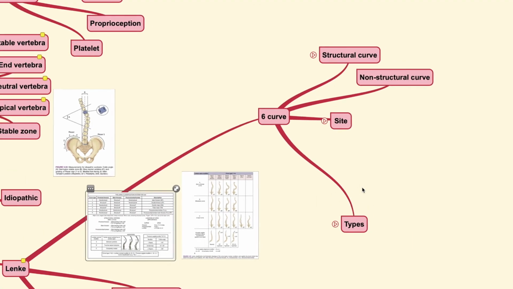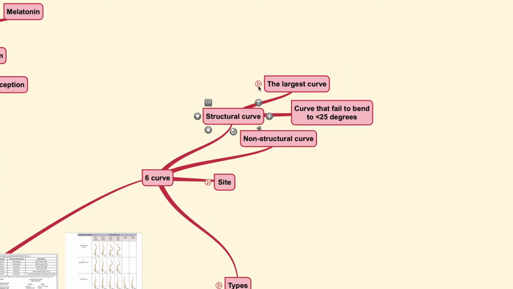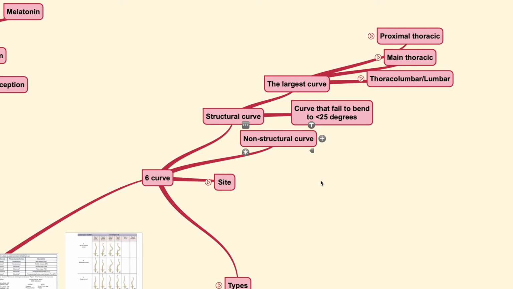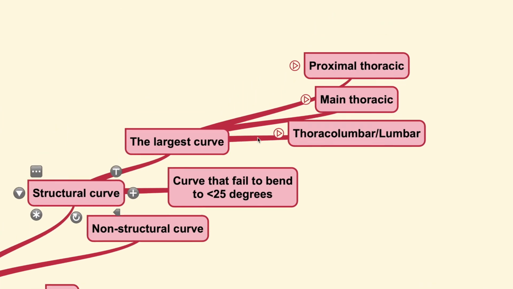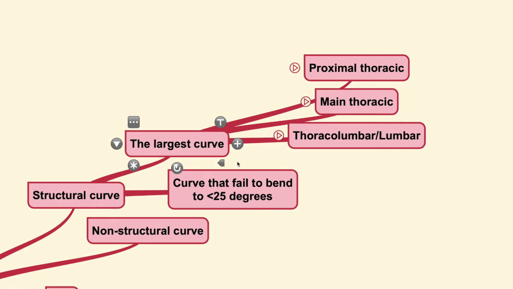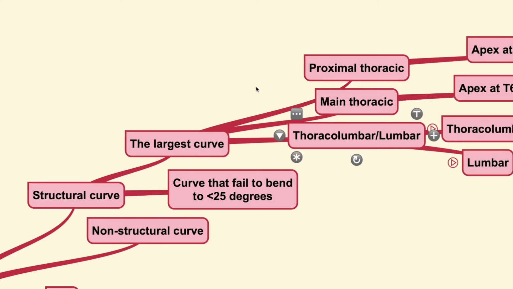Now let's go back once again. The curve should be determined as a structural curve or non-structural curve first. You define a structural curve as the one that has the largest curve or the largest Cobb angle. Now, when you see an X-ray and the patient's spine is bent in such a way that resembles an S shape, there are usually 2 curves going on there, and the largest curve is always determined as the structural curve.